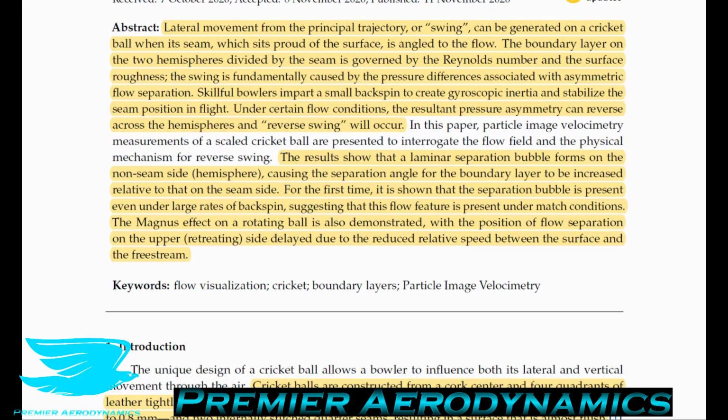It says, the Magnus Effect on a rotating ball is also demonstrated with the position of flow separation on the upper retreating side, delayed due to the reduced relative speed between the surface and the free stream. So the reduced relative speed. And this effectively encapsulates the Magnus Effect in a nutshell.